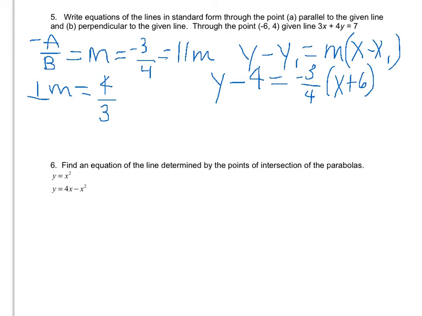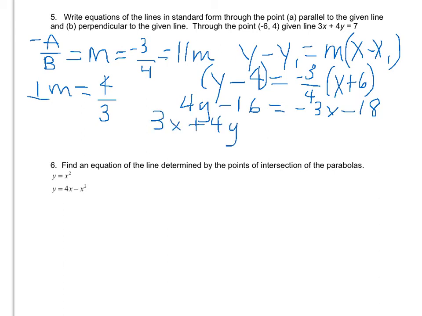Now we need to get this into standard form. The way that I do this is, in standard form you can have no fractions. So I'm going to get rid of that fraction right now by multiplying everything by 4, and you get 4y minus 16 equals -3x minus 18. Now getting in standard form, you move the x over to the other side, so 3x plus 4y. Move the constant over, and you should get -2. And there's your parallel line.